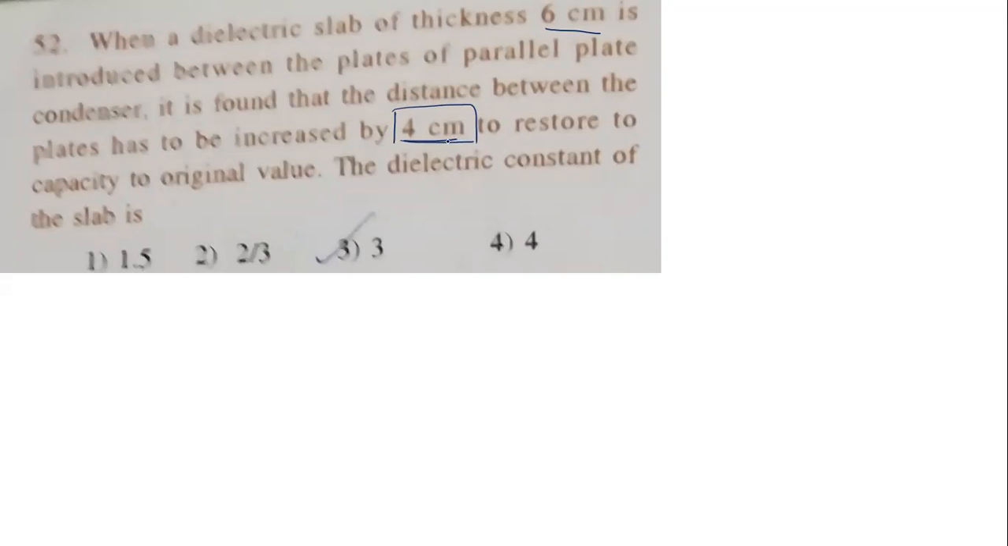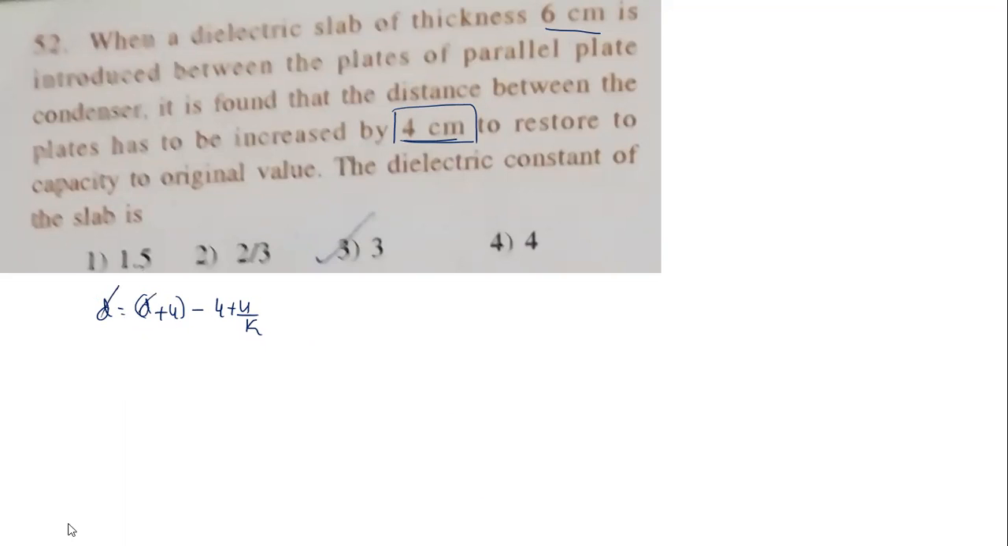To restore the original capacity means the value of capacitance remains constant. That you need to remember. This type of question we have already done. Whenever the capacitance remains the same, directly take the denominator terms. That is D equal to D plus 4 minus the remaining distance, 4 plus 4 by K. This you should take. So here D and D are going to cancel.